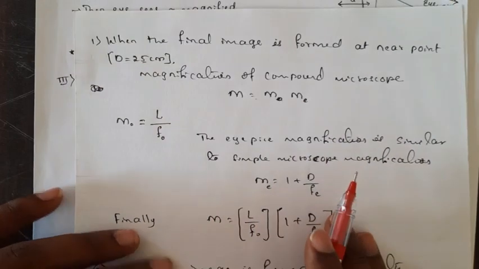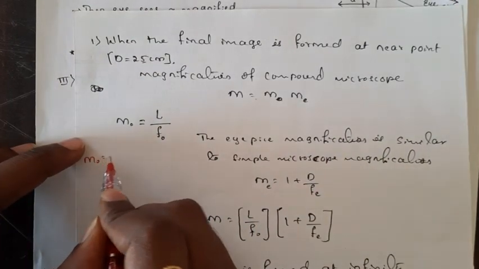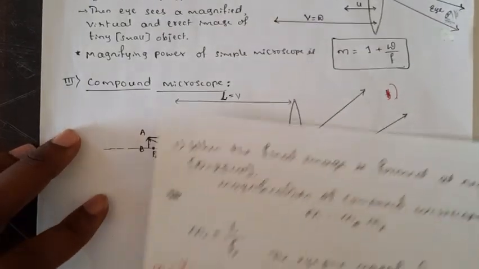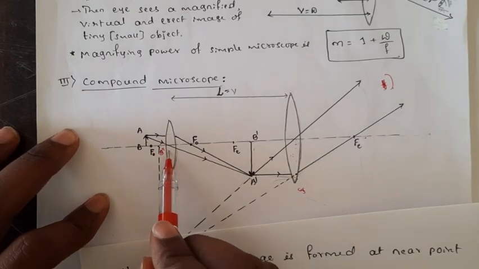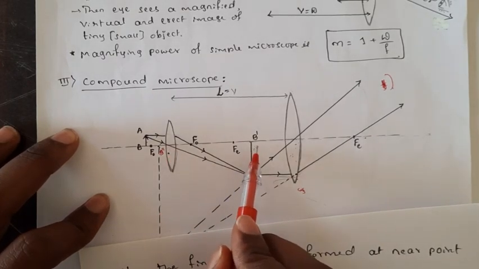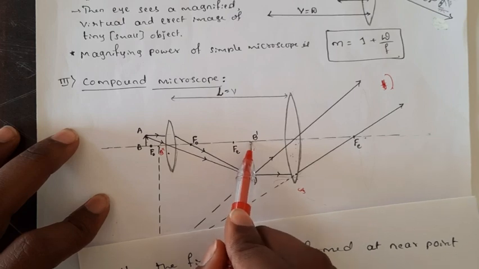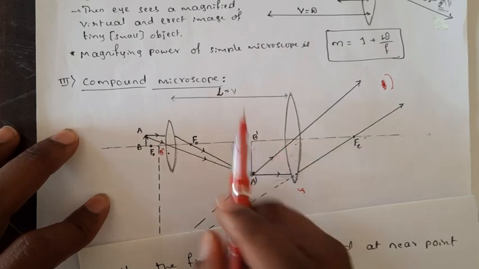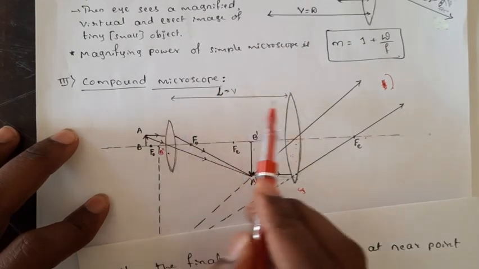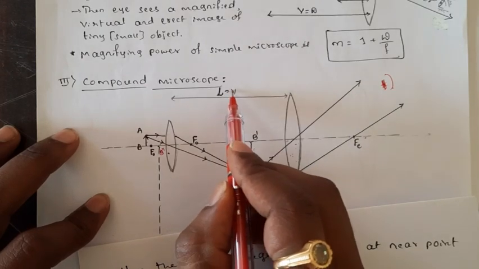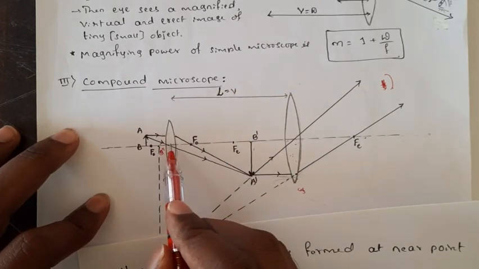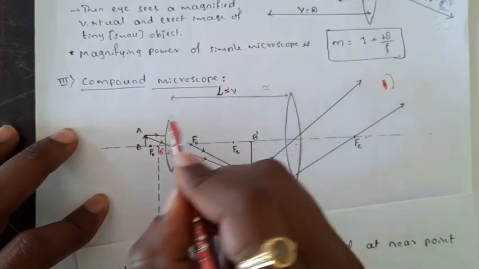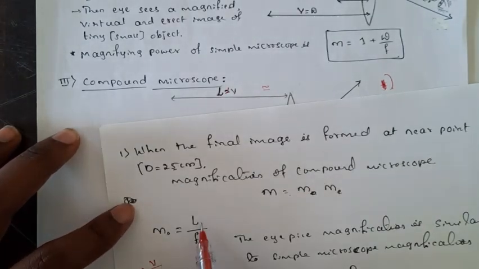Next, mo. We know the formula: magnification is equal to image distance divided by object distance. Here the image of this lens is formed at a distance lesser than the focal length of the eyepiece, meaning it is very close to the second lens. So the distance between these two is considered to be the image distance of the objective lens. Actually it is not exactly equal, we say it is nearly equal. So the image distance becomes L.